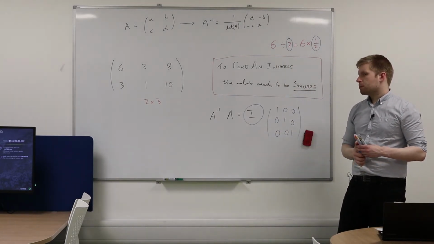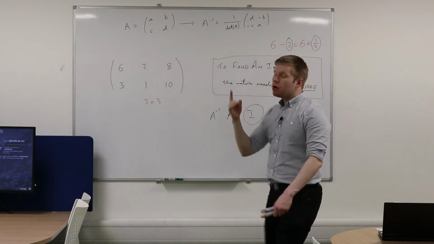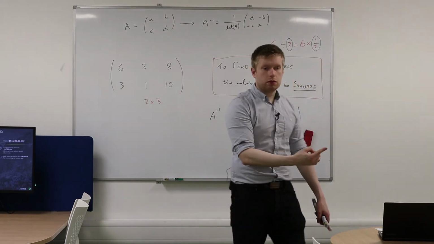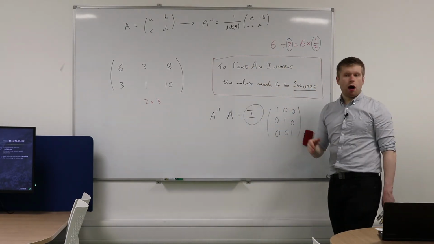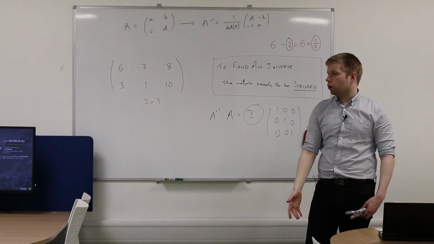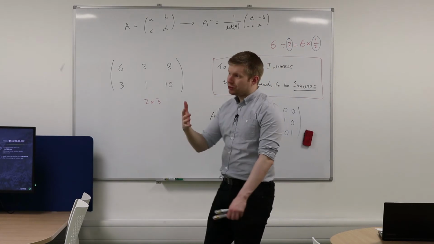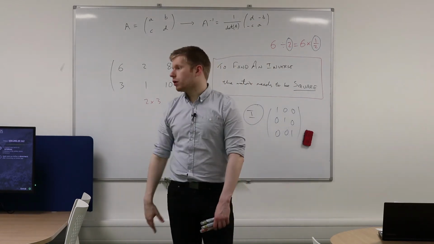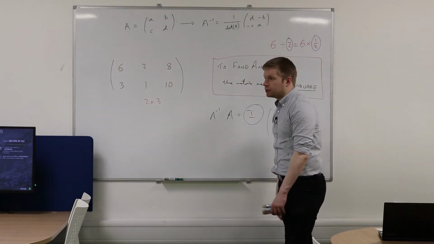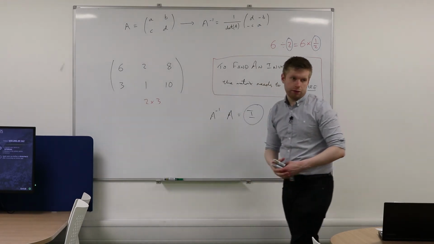Okay? So if I want to find the inverse of a matrix, first thing I need to check is the dimensions. Is it a square matrix? Are the number of rows equal to the number of columns? If yes, I then need to check if the determinant is equal to 0, because if the determinant is equal to 0, it's a singular matrix, there's no inverse that exists. If not, then I can try and find the inverse.